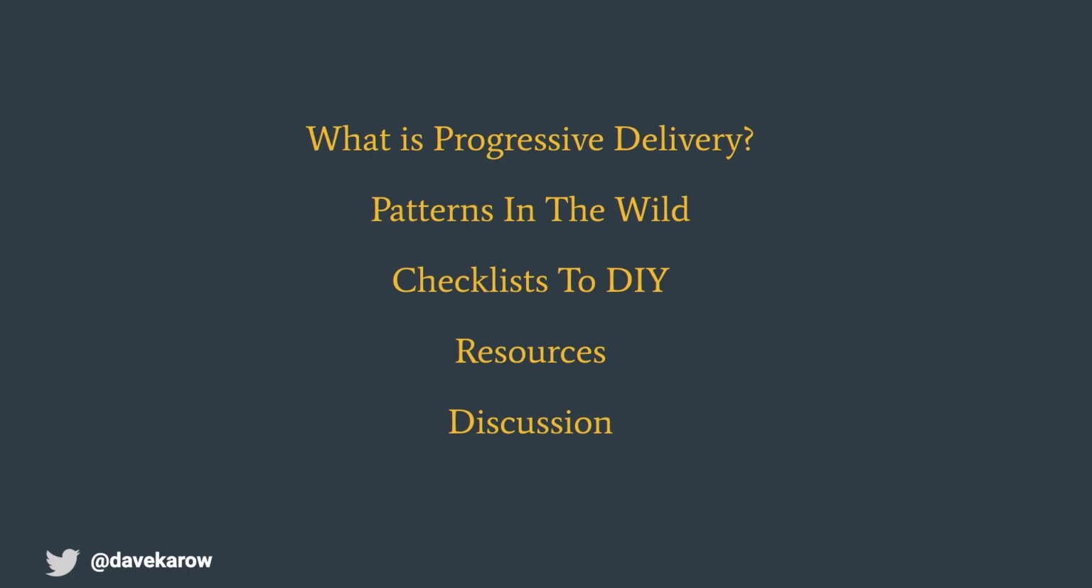So this is how we'll roll. First, we'll just make sure we're on the same page. What is progressive delivery? Then the meat of the talk, patterns in the wild, and then awesome checklists at the end. Depending on how much time we use here, I may just hand you the checklist, or we'll go through them item by item.